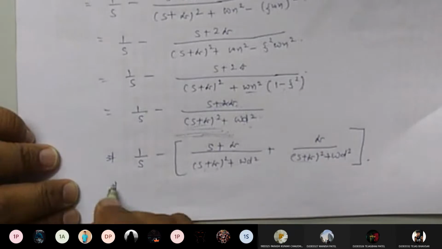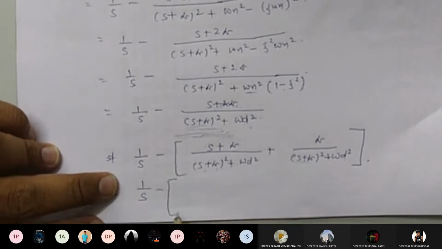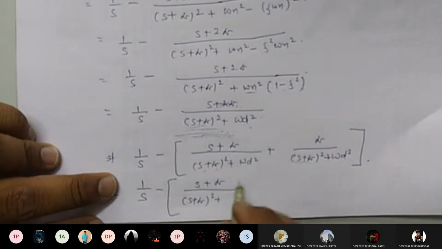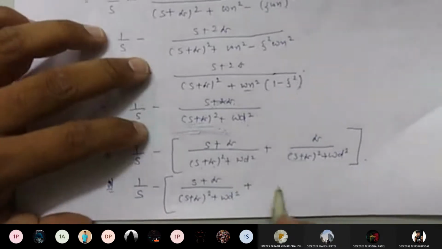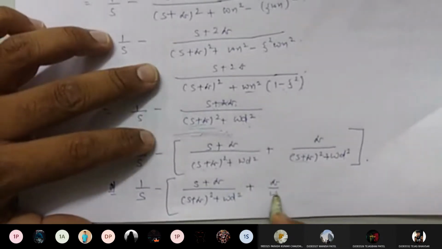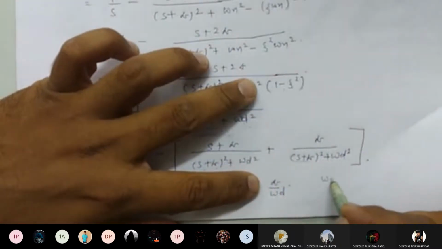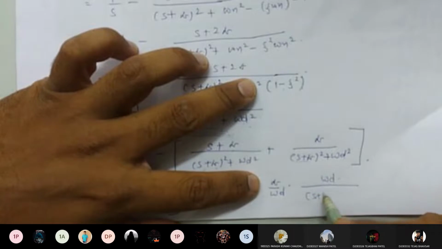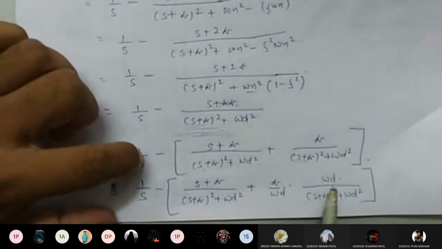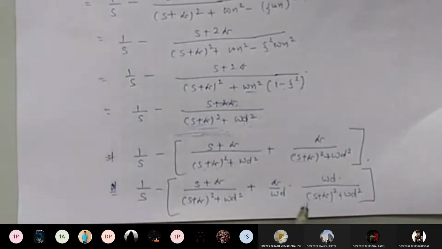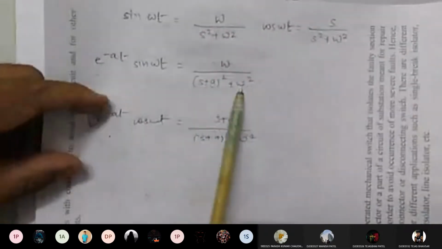We are having alpha. So what I will do, I will multiply and divide by omega d. So it will be (s plus alpha) upon (s plus alpha) square plus omega d square, plus alpha upon omega d, alpha I am taking as it is, omega d we are dividing, multiplying omega d upon (s plus alpha) whole square plus omega d square. Okay, what we have done, we have just multiplied and divided by omega d. Why are we doing this? Because we need to find out the inverse Laplace. For the inverse Laplace we will use this formula.